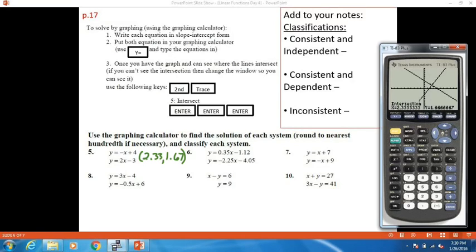And then we also asked you to classify each system. I know this is something from years ago when you took Math 1, but just to review, those classifications were consistent and independent, and that's simply talking about your intersecting lines, which is what we had in the first example. Consistent and dependent, that's when you have the same line. So that's where you have infinitely many solutions. And inconsistent is where we have our parallel lines. There will be no solution for them.